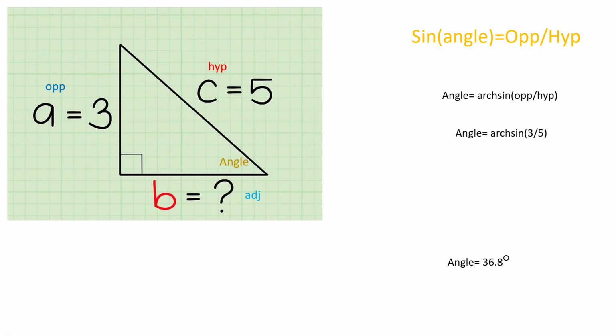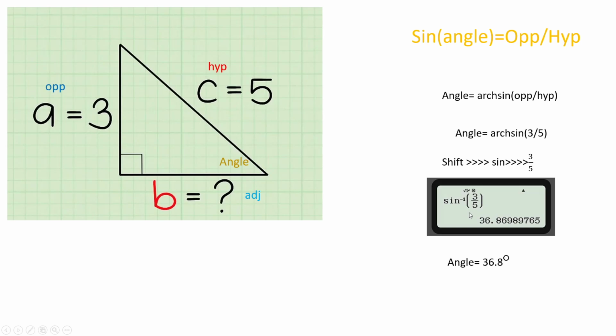Now let's substitute. How do we use that in the calculator? You hit shift sine, and then you substitute the value 3/5. It should look something like that, and then hit equal. It's going to give you 36.8, which is the value over here, and that's how you do it.